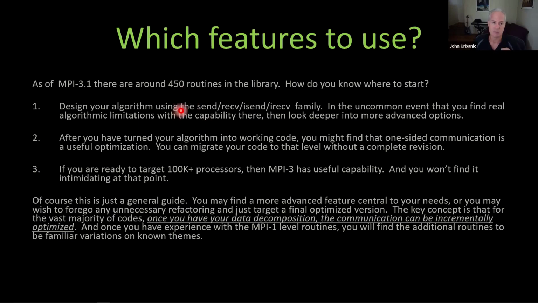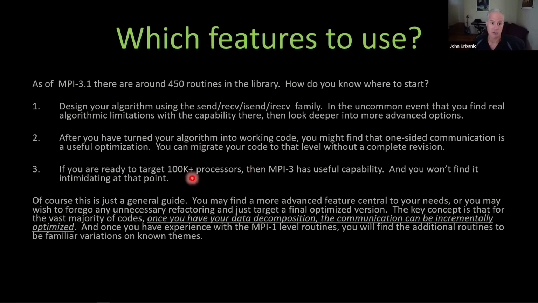So which features to use of all the many routines in the MPI library? As I said, you're going to be fine if you start out using blocking sends and receives, build your code and get it working, and then try to optimize your way from there. You're not going to regret that you didn't start at some higher level. You're not going to be sorry. So don't feel anxious that you need to use the fanciest stuff right up front.